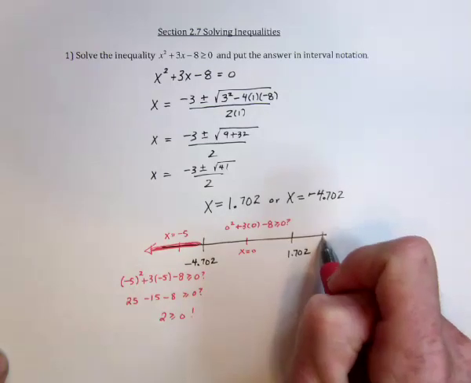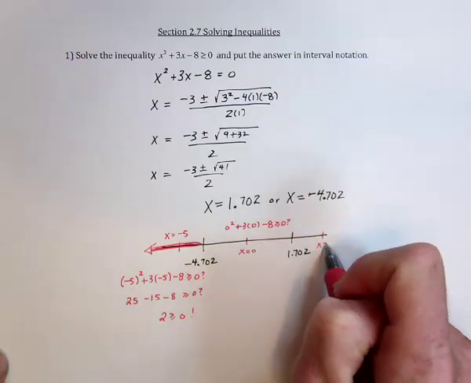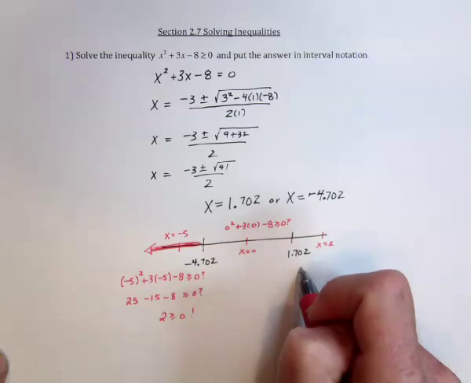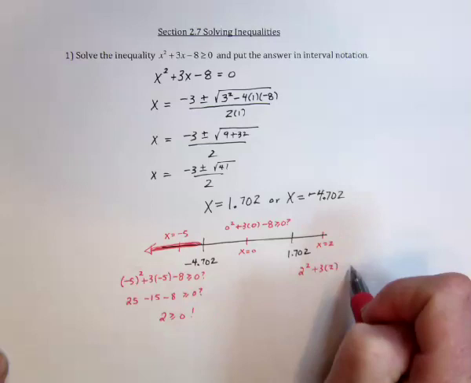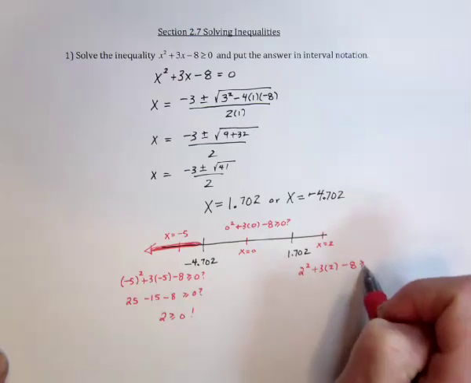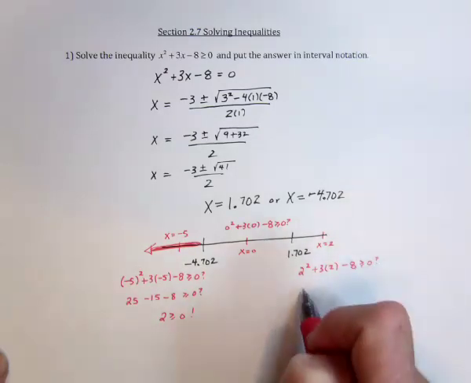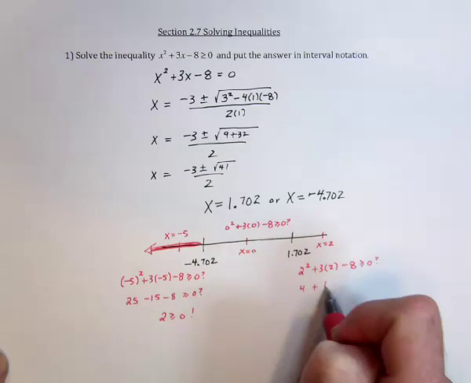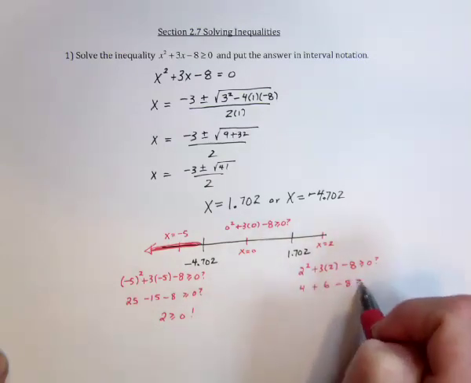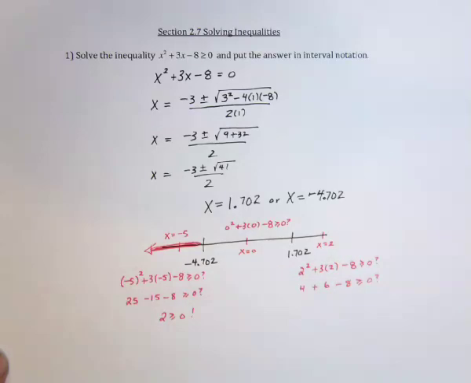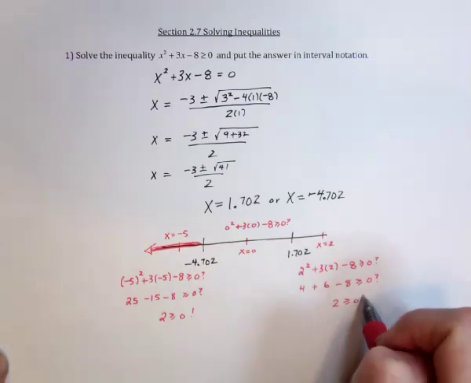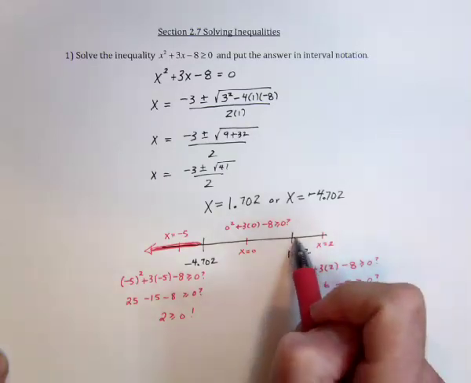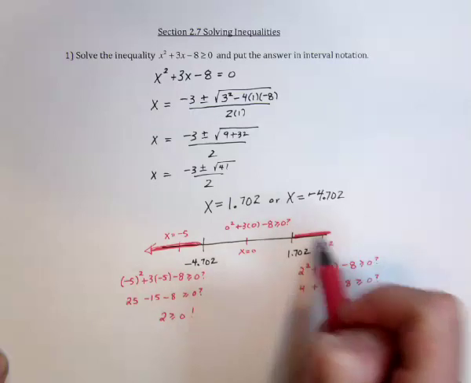And likewise, pick something over here like x equals 2. We would have 2 squared plus 3 times 2 minus 8. Is that bigger than or equal to 0? So a 4 and a 6 and a negative 8. Well, that leaves behind a 10 minus 8, or 2. And again, that's true, so all the numbers over here will make the inequality true.